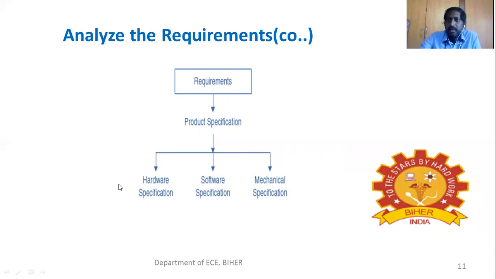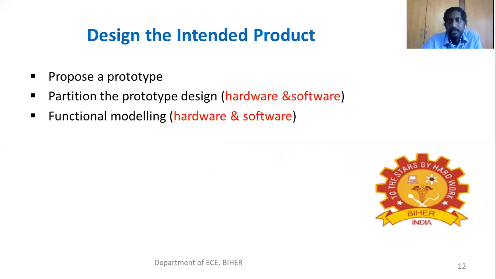So within this budget, within this requirement, what optimized hardware can be used? What optimized software can be used? And then the mechanical specification is also done. So we specify the units of the product according to the requirements, and then design the intended product.